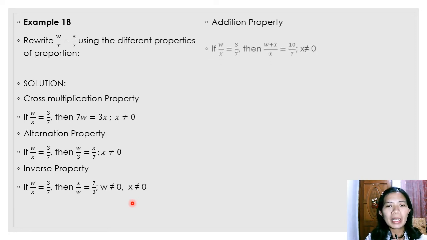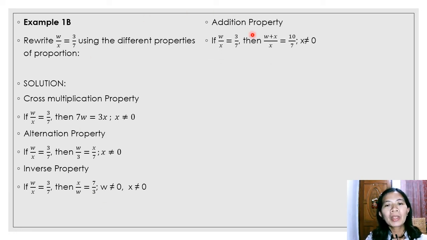Addition property. We add the value of the denominator to the numerator. So it will become W plus X all over X equal to 3 plus 7 all over 7. So 3 plus 7 is 10. X is not equal to 0.